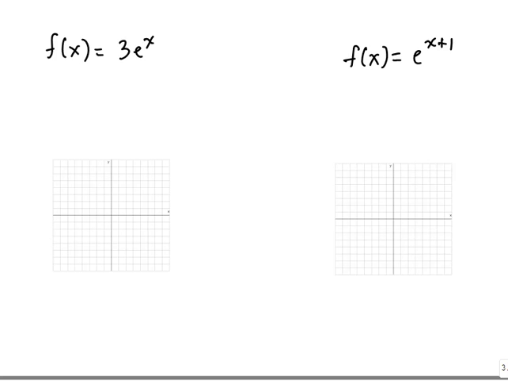Okay, the next example. This time we have a 3 out front. This is another type of transformation, and this is called a vertical stretch by a factor of 3. So all the y values that we would normally get for e to the x are just getting multiplied by 3. So that's just going to make your graph get a little bit steeper faster. So you're going to get a much larger growth at a faster rate.